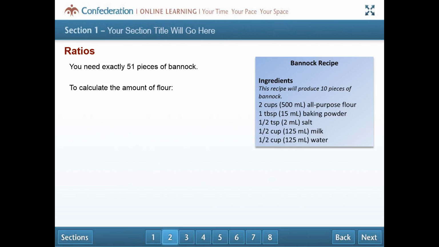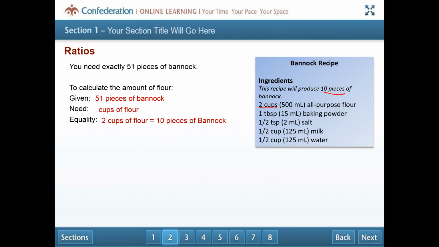So say I want to calculate the amount of flour. The information I'm given is the 51 pieces of Bannock. That's how many I need. What do I need? I need cups of flour. And then what's the equality? What's the relationship between Bannock and cups of flour? I take that from the recipe. So the 2 cups of flour is going to give me 10 pieces of Bannock. That's my equality, and I can set that up into a conversion factor.